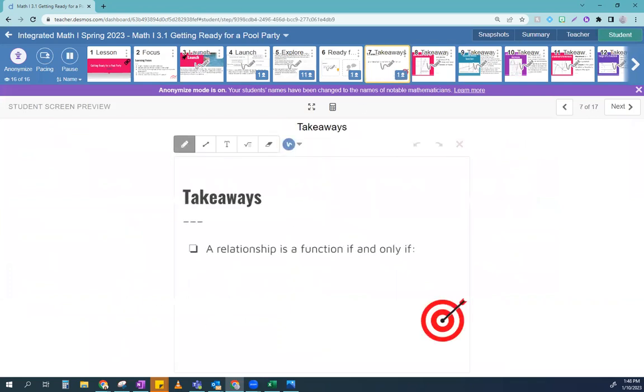So we're going to go over takeaways. Takeaways is kind of like the synopsis of what you should have learned if it made sense to you. So a relation is a function if and only if what? What do I need to type out here? A relation is a function if and only if what? What words will I write? I kind of said it. I'll give you the beginning of it. Each what?